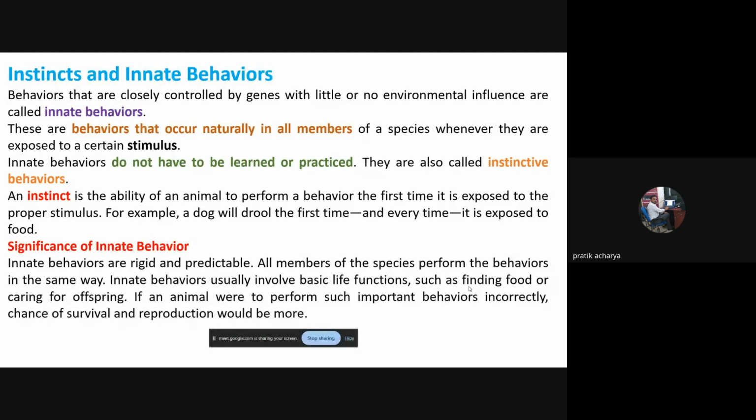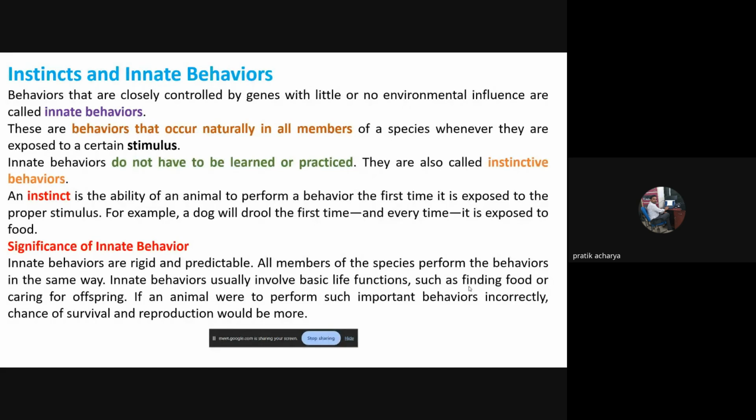So these are mainly innate behavior. So these are behaviors that occur naturally in all the members. If we discuss the suckling action in babies, that is a very good example of innate behavior. There is no teaching of this suckling action. Automatically, the baby starts suckling. That is the kind of behavior which is inherited from the parent. That is the innate pattern of behavior that is not taught or learned from external or environmental stimuli.